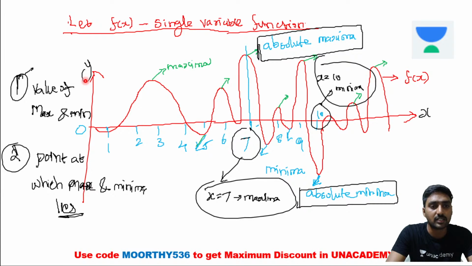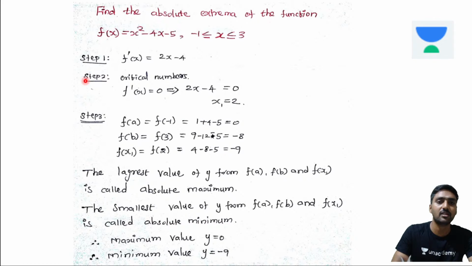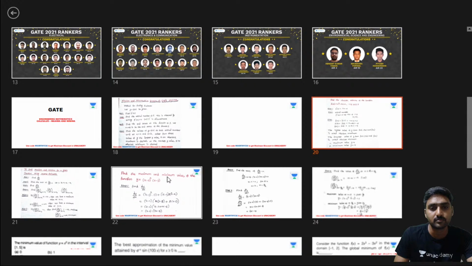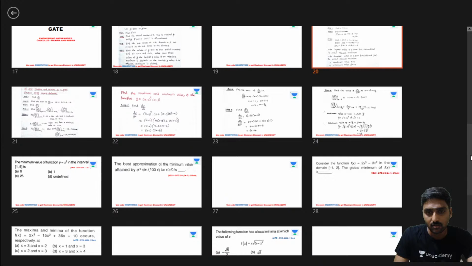Today, type 1, it's a best example for type 1. To find the absolute extrema of the function f of x is equal to x square minus 4x minus 5. Now I am going to give you one example problem, so you may get some idea about maxima and minima. The first question I am going to give you, listen.